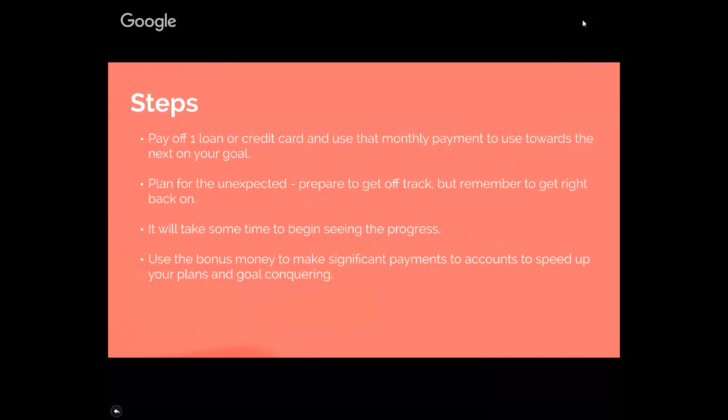So plan for the unexpected. Prepare to get off track. Remember, just get right back on, because one day your kid's going to come home and be like, oh my God, Mom, I need shoes because I've ruined these. And that's going to happen right then and there. And so it happens, or, like I said, you didn't plan for that flat tire, and now you have to replace that tire because you don't have the insurance to cover it.